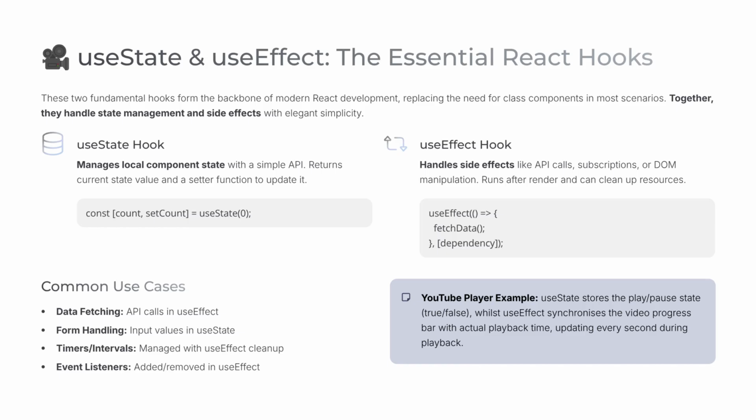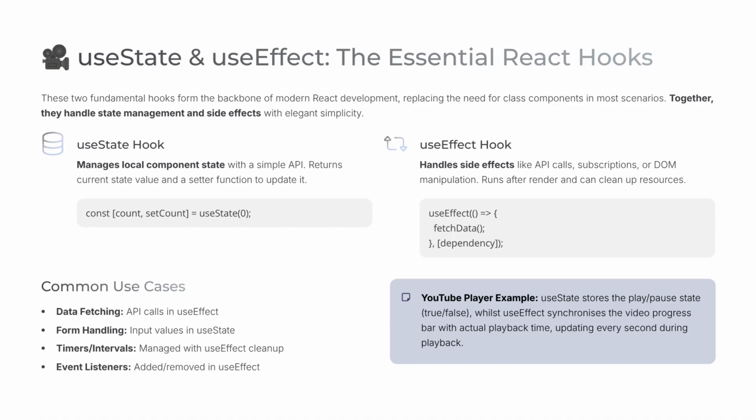Finally, let's cover the two most essential hooks in React: useState and useEffect. useState adds state to functional components. You give it an initial value, and it returns the current state along with a setter function to update it. State updates are asynchronous and batched, meaning React optimizes them to avoid unnecessary re-renders.